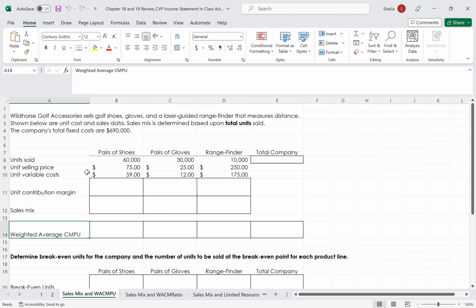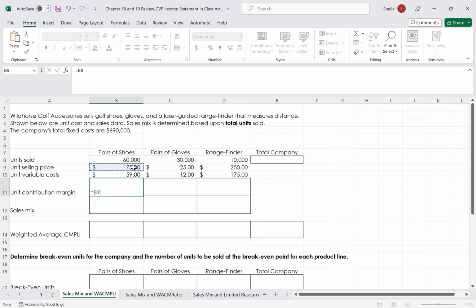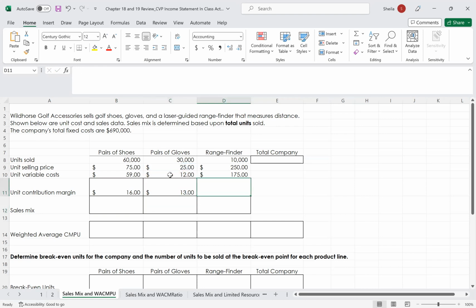So a couple of items of review. Unit contribution margin. We know what contribution margin is. That's selling price minus variable cost or sales minus variable cost. So I'm going to put these in. This is going to be my $75 for shoes minus the variable cost. So each pair of shoes that we sell contributes $16. Same with gloves, $25 minus $12. And then the rangefinder, $250 minus $175 is $75. Okay, so that's not changed.